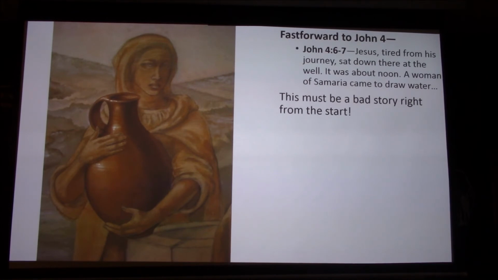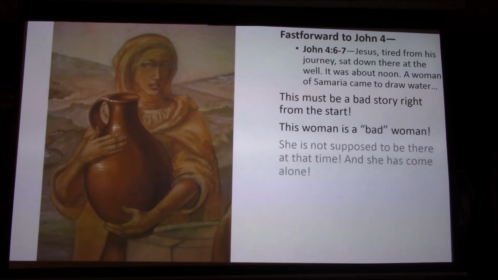We know that. John doesn't tell us she's a bad woman. She's a woman of ill repute. But we know she is because why? She's at the well at the wrong time. Men go to the well at noon. Women go during the morning and the evening. This woman's a bad woman from the start of the story.